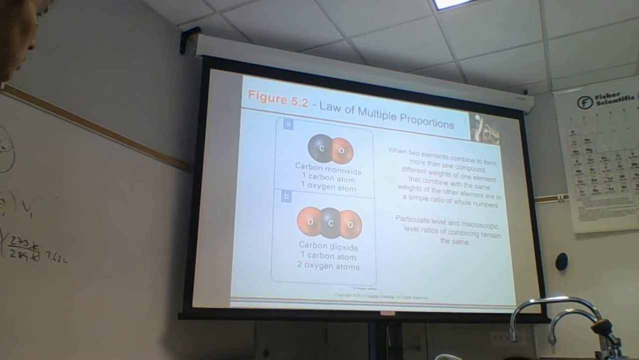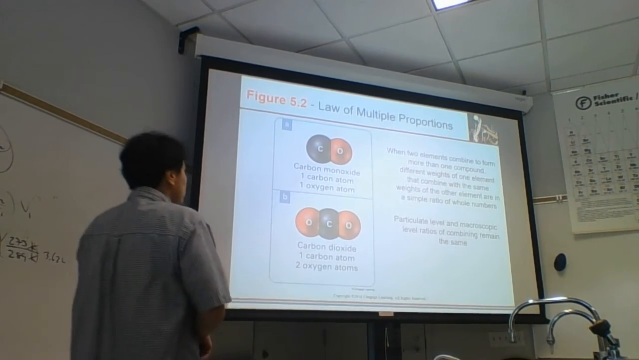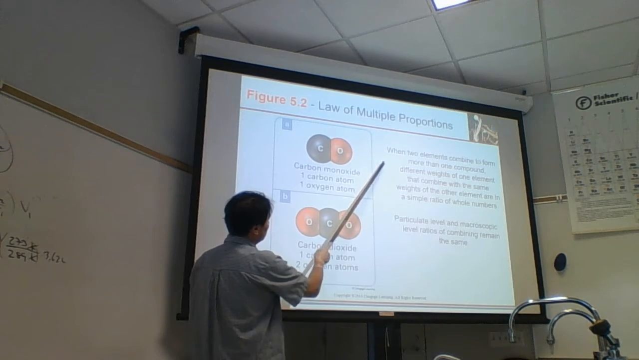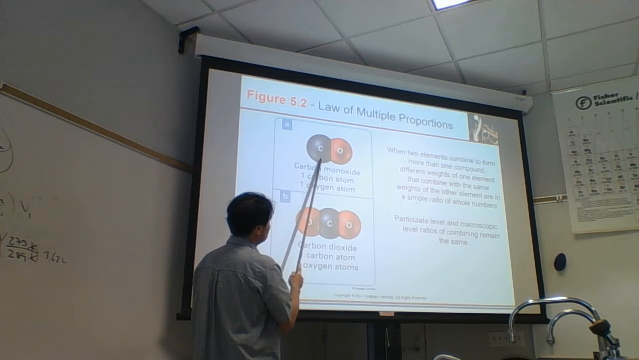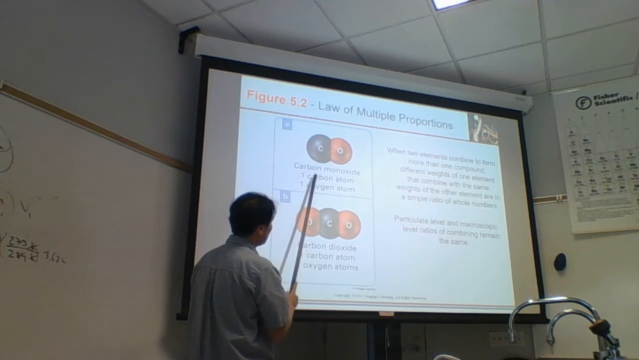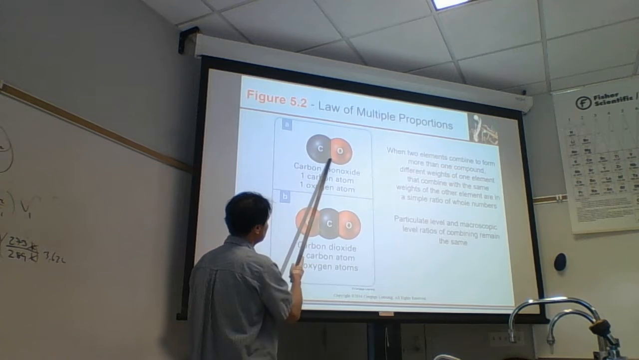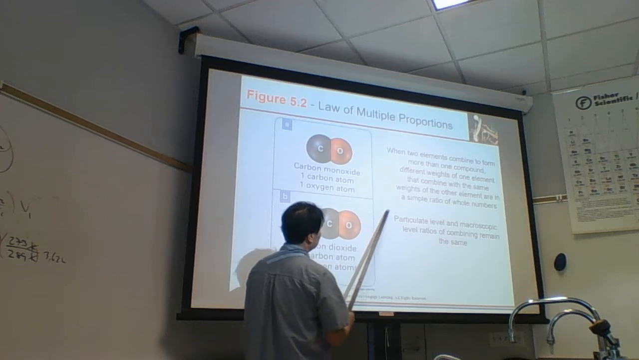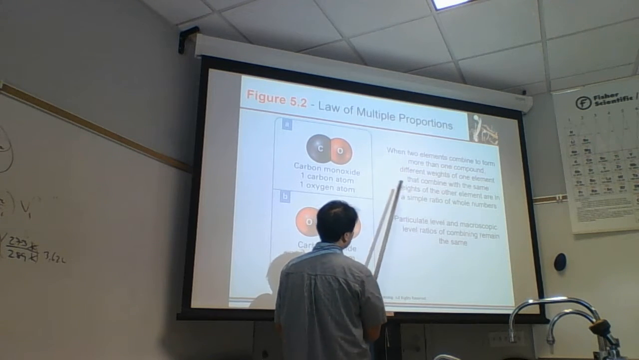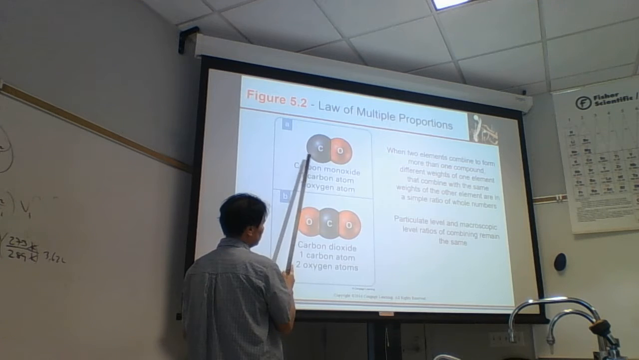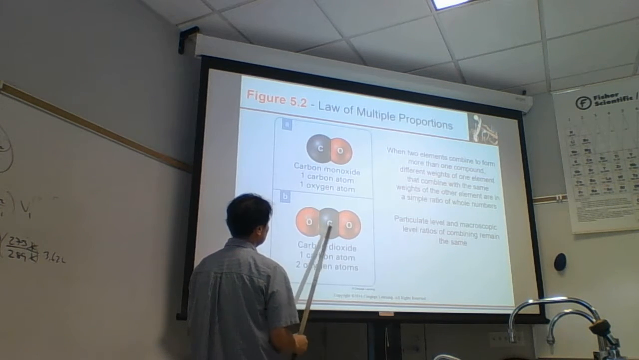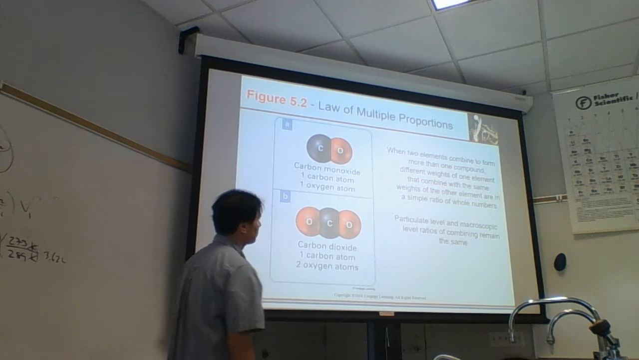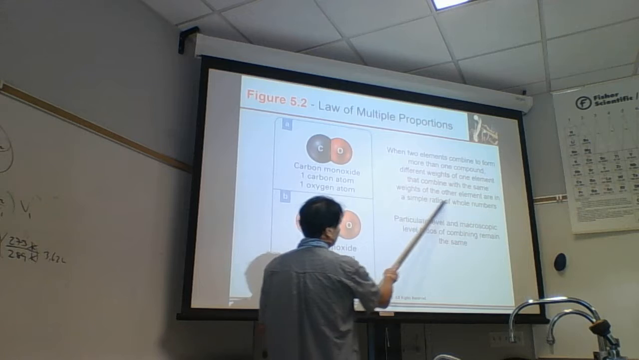And then one of the predictions that came out of Dalton's atomic theory is the law of multiple proportions. If there are two or more compounds that consist of the same two elements, they're going to occur in small whole number ratios. This is a repeat of what I said before, but it's 1-to-1 here. It would be a 1-to-2 here, 1 carbon, 2 oxygen. So simple whole number ratios.